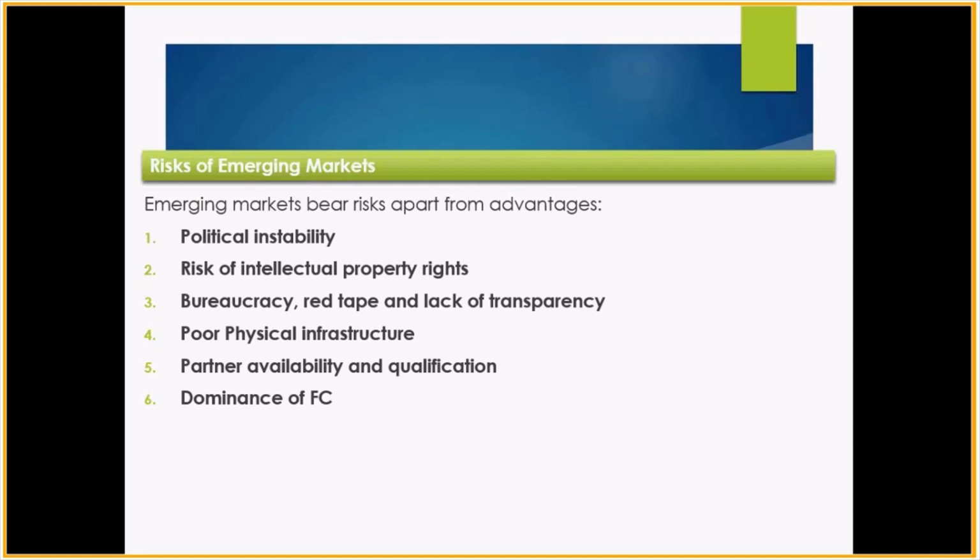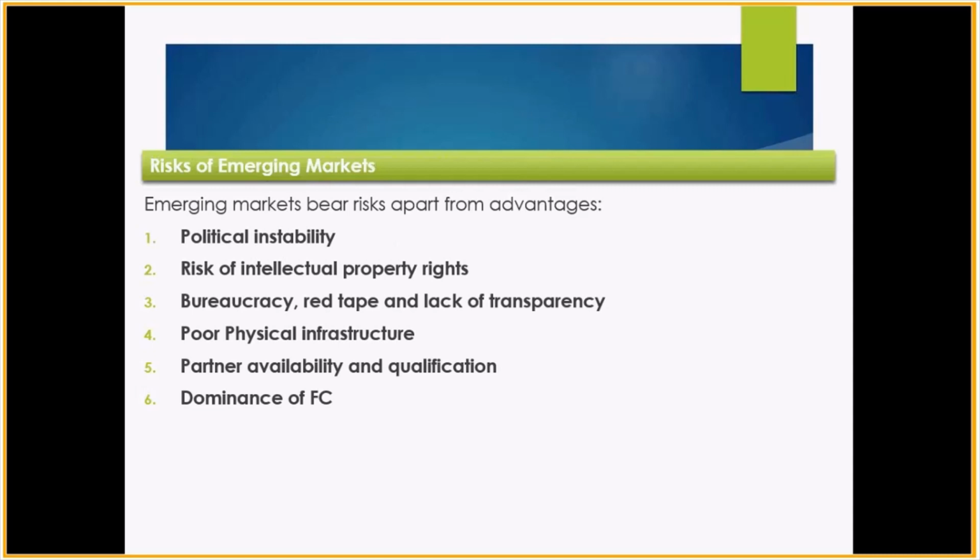Third one is bureaucracy, red tape, and lack of transparency. In these economies, you are going to find corruption, the culture of bribe, nepotism, and lack of transparency. So there are going to be issues when you are interacting with the local government in these emerging markets.